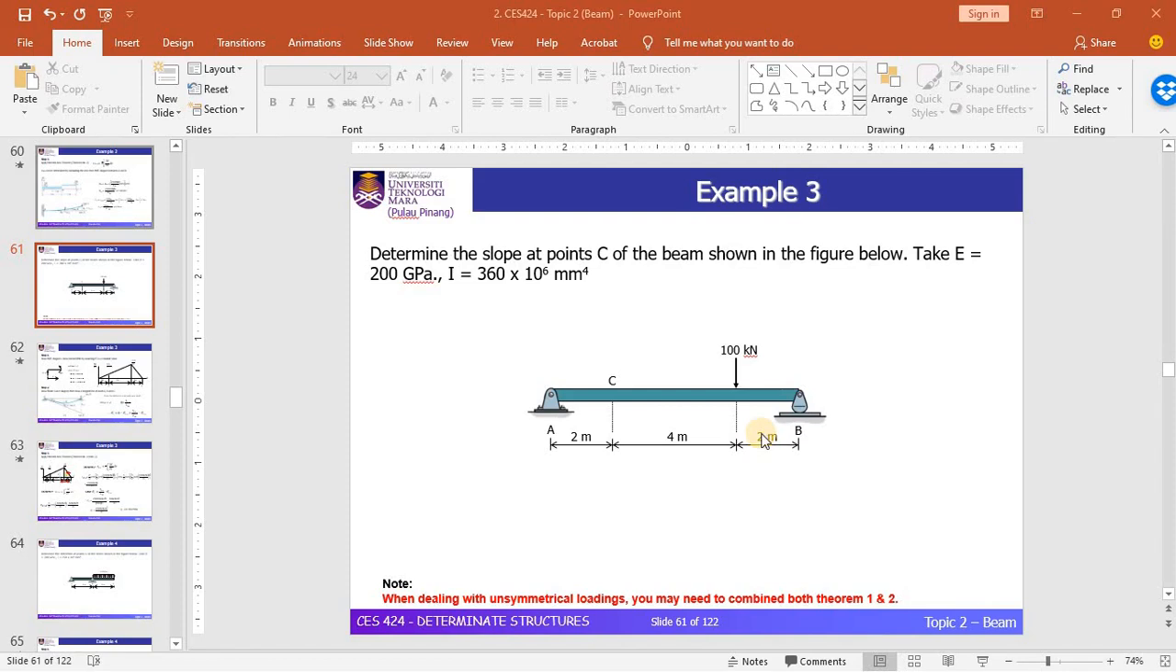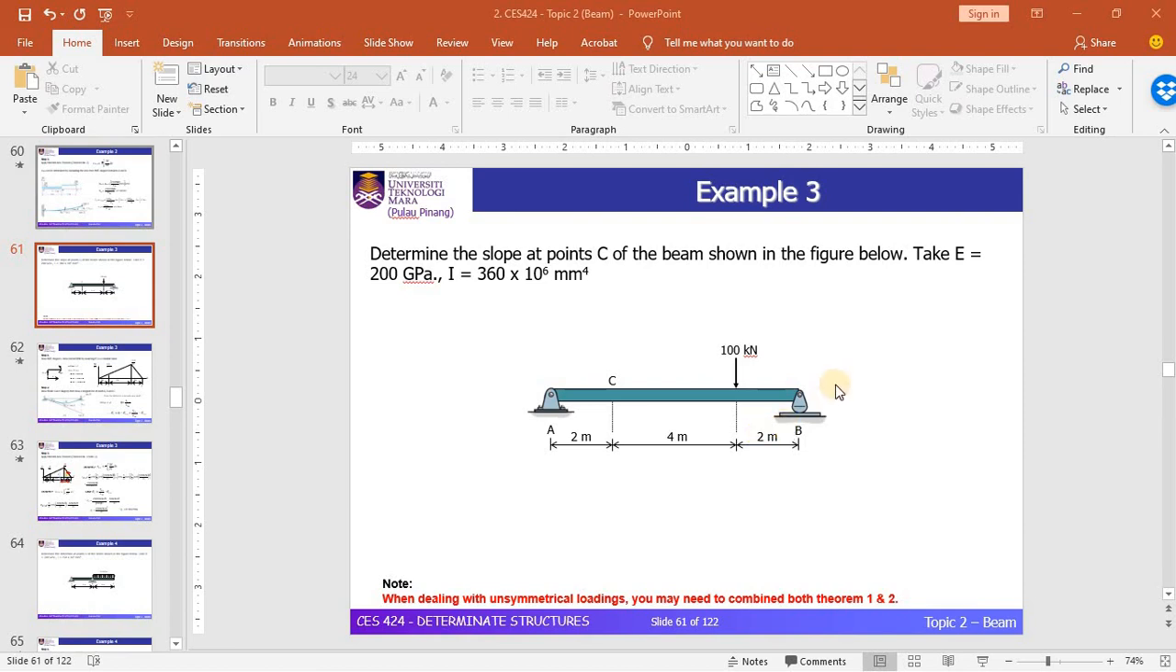Hello everyone. Okay, so in this session we will continue our lecture on the moment area theorem. In the previous part we discussed in detail example 1 and example 2, where we dealt with the cantilever beam. We used that cantilever beam to calculate the displacement and the rotation by using the moment area theorem.